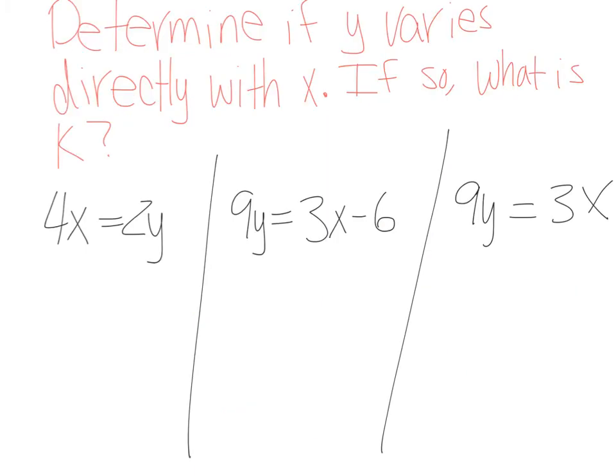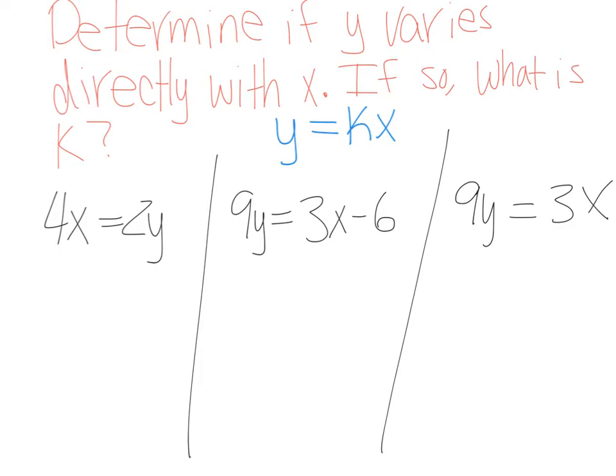Okay, for the next problem, determine if y varies directly with x. If so, what is k? So to be a direct variation equation, it has to fit y equals kx and nothing else. There shouldn't be a number added or subtracted. It should just be a y, an x, and then whatever k is, our constant of variation. So we're going to solve for y. We're going to isolate y and see if it fits this equation.